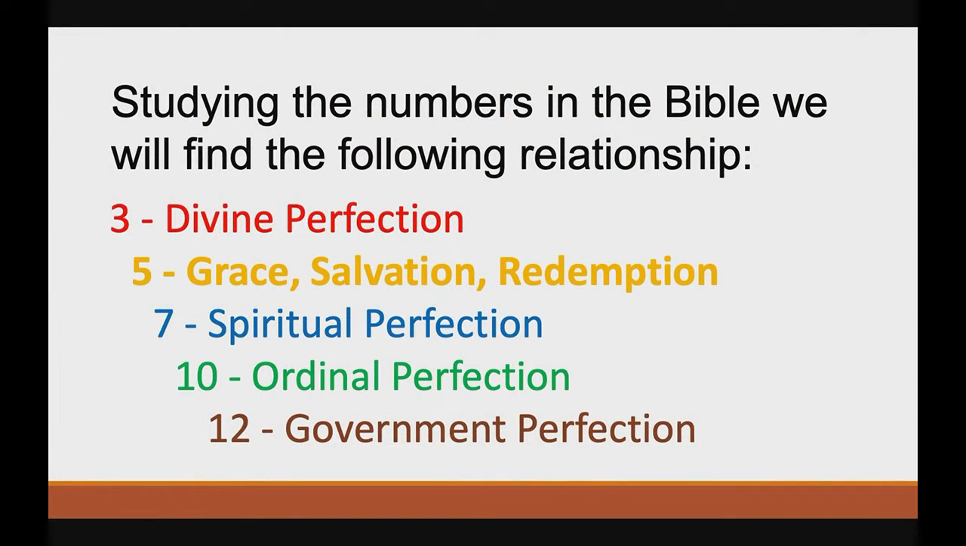Studying the numbers in the Bible, we find the following relationship. You see, 3 means divine perfection. Number 5, grace, salvation, and redemption. 7, spiritual perfection. Number 10, ordinal perfection. Number 12, governmental perfection. I will show the justification with the number 5. Maybe I can talk about the numbers 7, 10, and 12 in the future? I don't know. Next time.